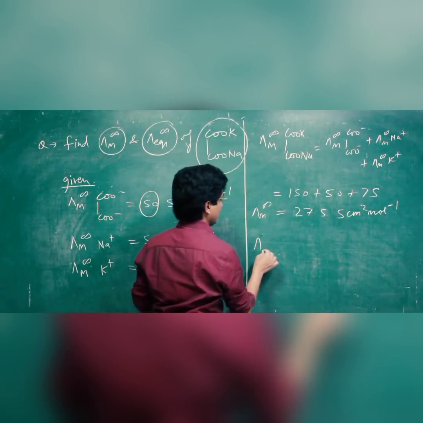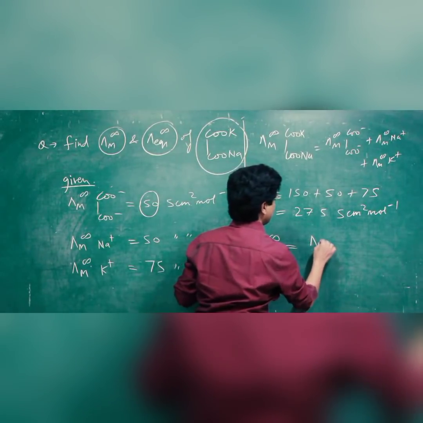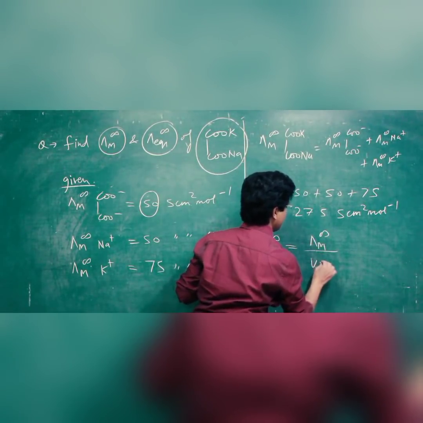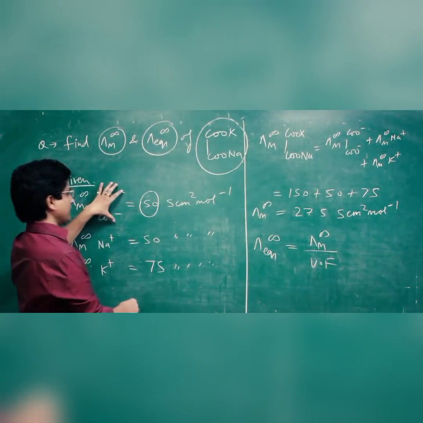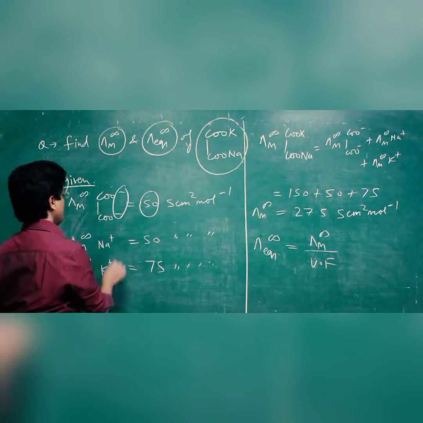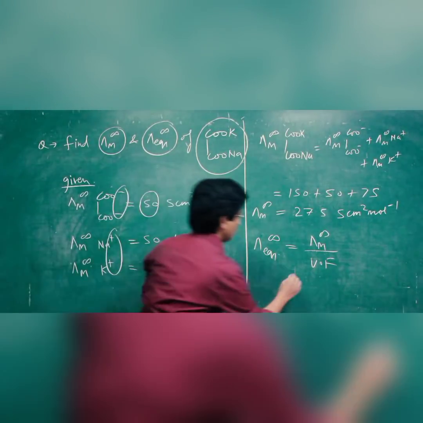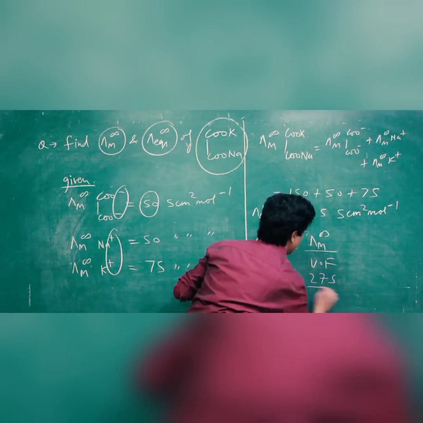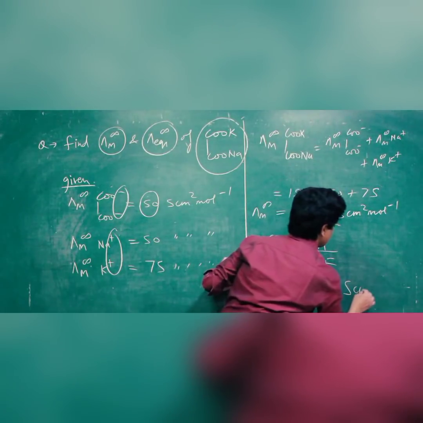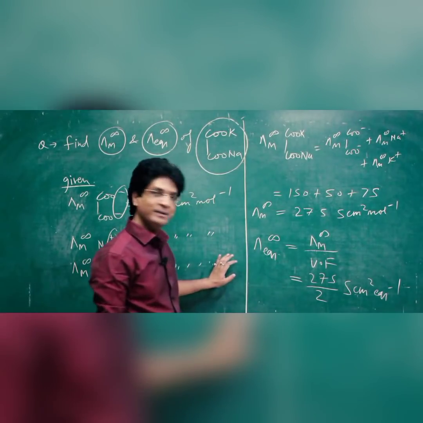Now to get equivalent conductivity, what do I have to do? Divide the molar conductivity by the valency factor. Now the valency factor for this salt is how much? In this ion I have got 2 negative charges or 2 positive charges. So valency factor will be 2. So equivalent conductivity will be how much? 275 divided by 2 Siemens centimeter square per equivalent. I hope this is clear. Okay.